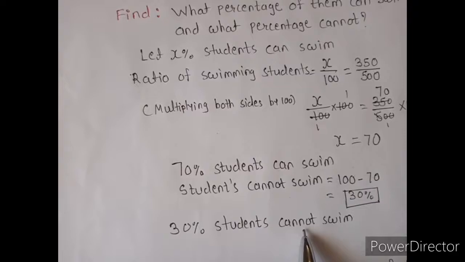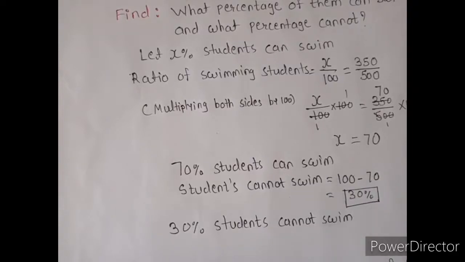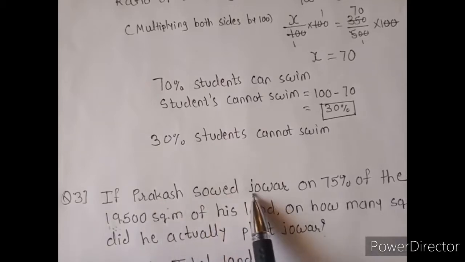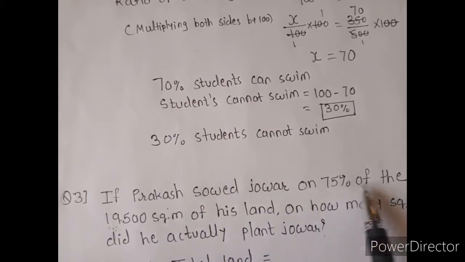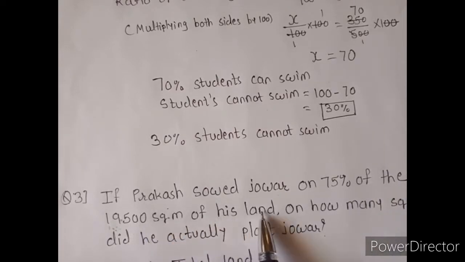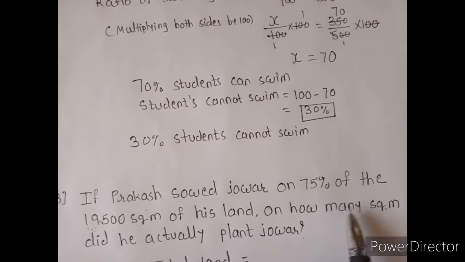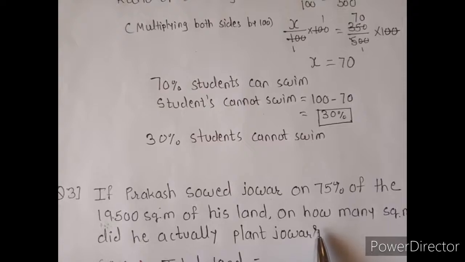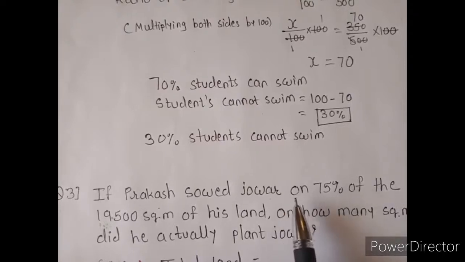Now likewise, we will solve question number 3. Question number 3: If Prakash sowed jawar on 75% of the 19,500 square meter of his land, on how many square meter did he actually plant jawar? Now this example is a little bit different. Here percentage is given and we have to find out on how much land he actually sowed jawar.